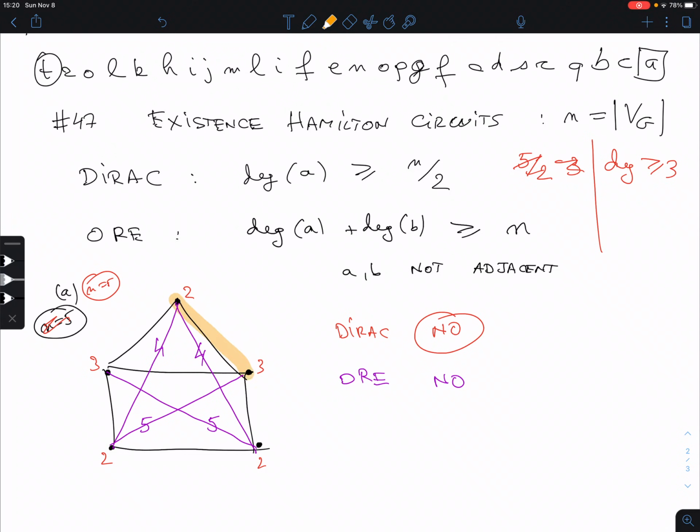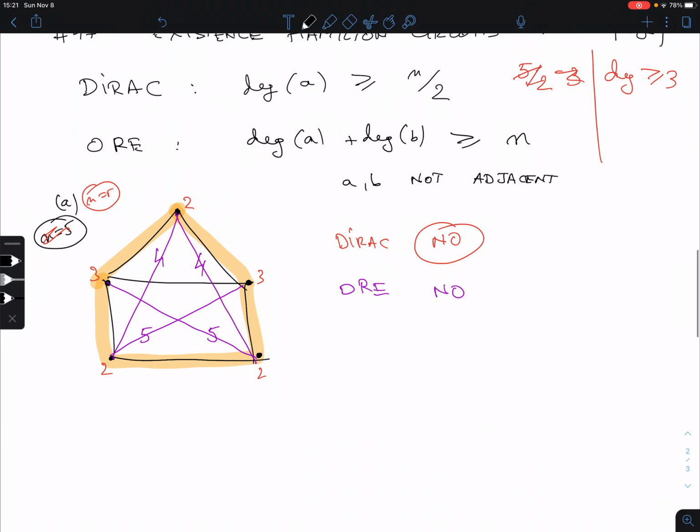Let me put that here. A Hamilton circuit means you have to visit every vertex exactly once, and I did that. So, although both conditions do not hold, there is still a Hamilton circuit. That tells you that these conditions are not very great conditions. And you'll see a couple of examples.